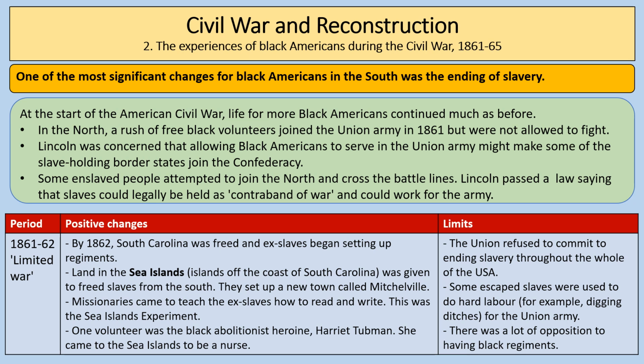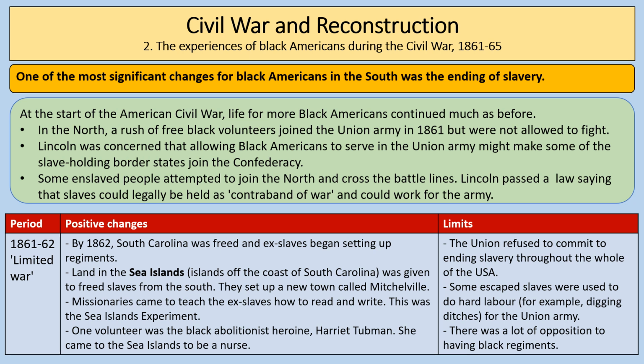By 1862, South Carolina was freed and ex-slaves began setting up regiments and military units. Land in the Sea Islands, which are islands off the coast of South Carolina, was given to freed slaves from the South, and they set up a new town called Mitchellville. Missionaries came to teach the ex-slaves how to read and write, and this was known as the Sea Islands Experiment. One volunteer was the black abolitionist heroine Harriet Tubman. She came to the Sea Islands to be a nurse. So there were some positive changes that happened in South Carolina.